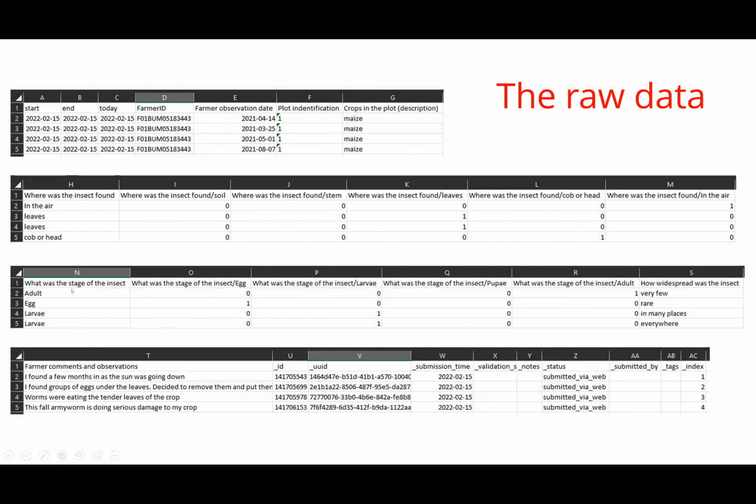And the same happens with the next question: what was the stage of the insect? It comes as a single column here, and then it is split into 4 different 0, 1 columns. And how widespread was the insect? Very few, rare, many places, everywhere. That comes as the text directly, and then the comments come as text again. And finally, there is a little bit more metadata that is generated by ODK. This is data that I call raw data because I have done nothing with it. This is what ODK gives me, and obviously there is repetition, and there are some columns there that I am not interested in.